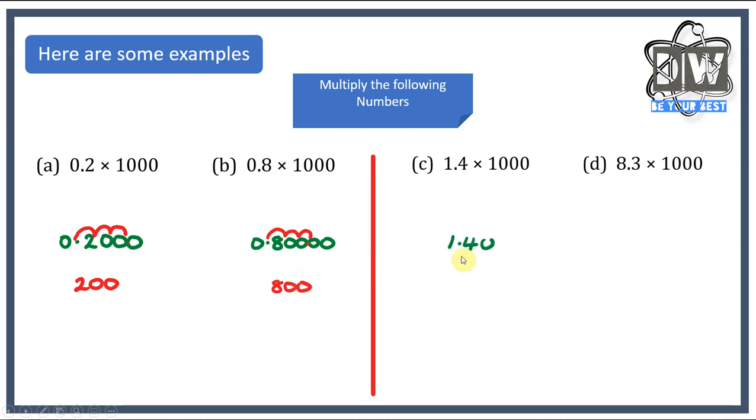The next one, we've got 1.4. Again, an extra 0 there for good measure. We're going to move it 3, 1, 2, 3. And we can see there that our new answer is 1,400. And on the last one, there we go. We've got 3 zeros this time. And I'm going to move it 3 spaces. 1, 2, 3. And my new answer is 8,300.